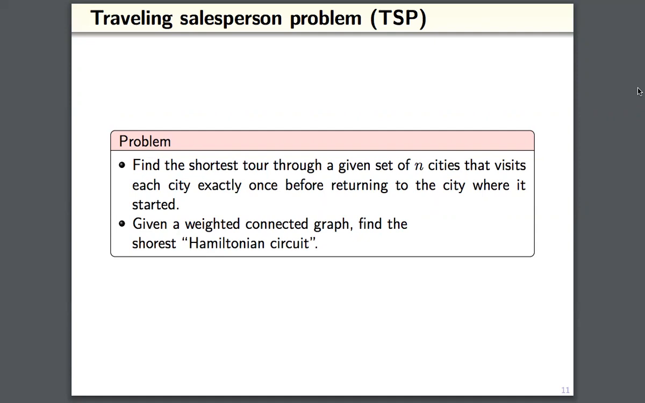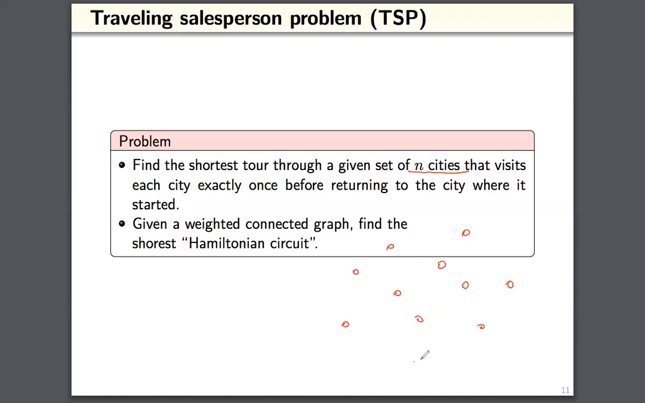Okay, so here is our next problem, the traveling salesperson problem. It's called the TSP problem. It's a very famous problem, okay? One of the most famous problems in computer science. So what is the input and what is the output? So we are given a set of n cities.